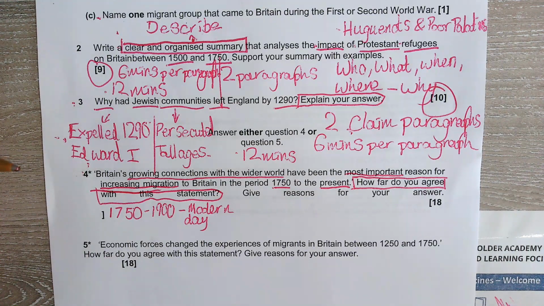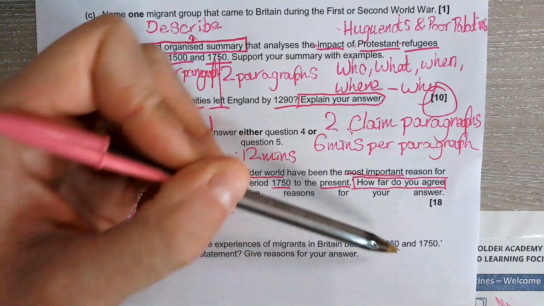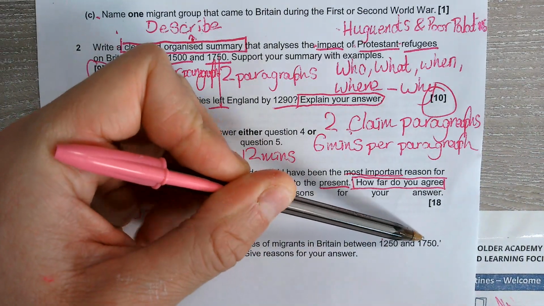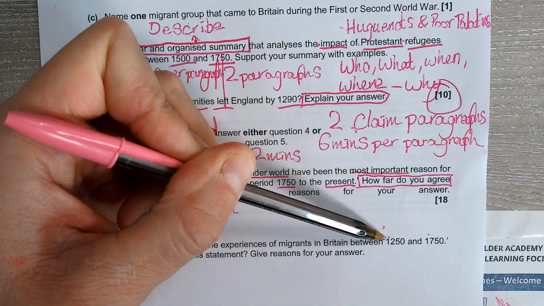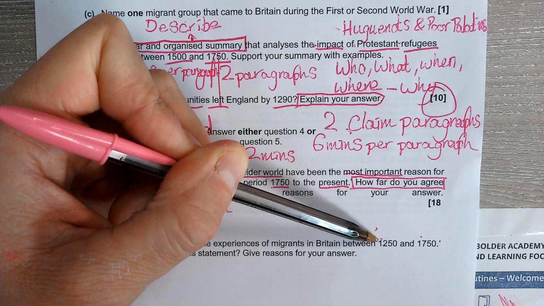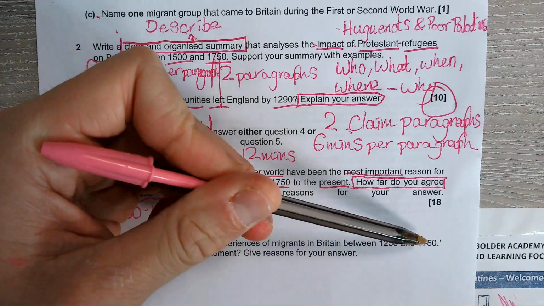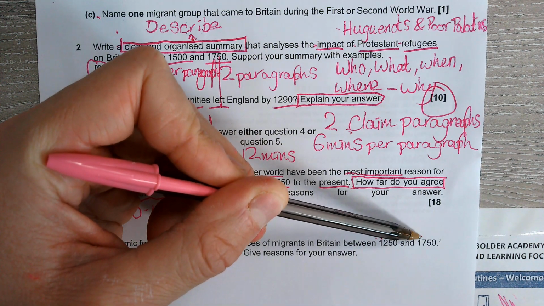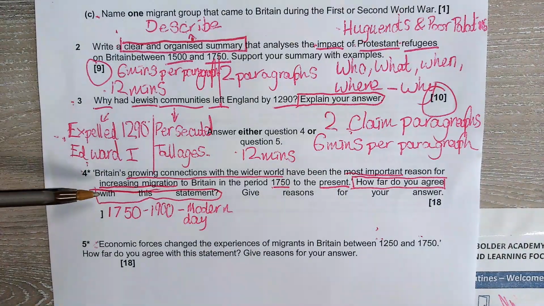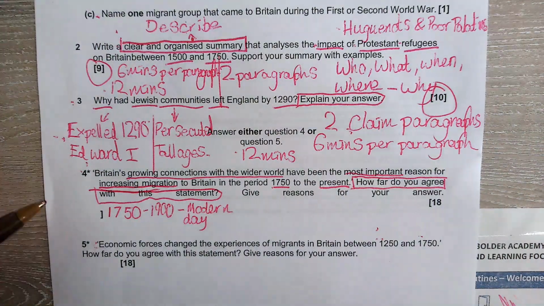And in your 18 markers on the Migrants paper, it will usually do that. It will ask you about 2 time periods. For example, if you look at the second one, it's talking about between 1250 and 1750. So it's talking about the medieval period. Remember, you can go back to 1066. It's circa 1250. That means around. And it goes right up to 1750, so right through the early modern period as well, okay? So these questions on the Migrants paper will usually ask you about 2 time periods, which is quite nice, actually.